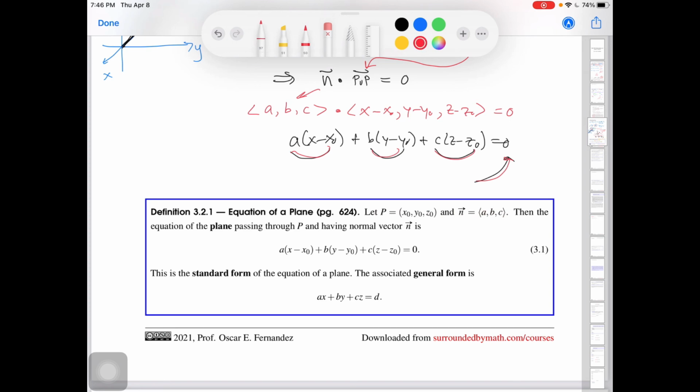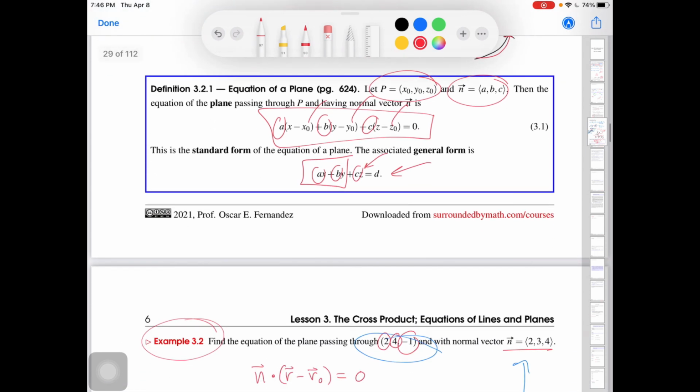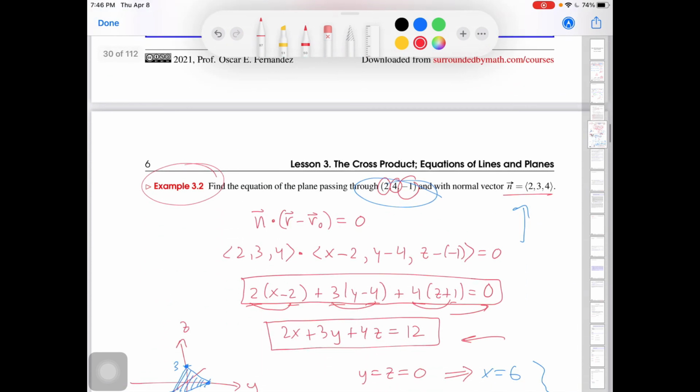Advantages, disadvantages. In both of these representations, you can see what the normal vector is, A, B, C. But in this one, you can also pick out a point that's on the plane. That's x naught, y naught, z naught. That's the point P. In this one, you can't do that so easily. Again, you could choose an x and y value and solve for z. Maybe try that to get a point on the plane, but you just can't see it right away.